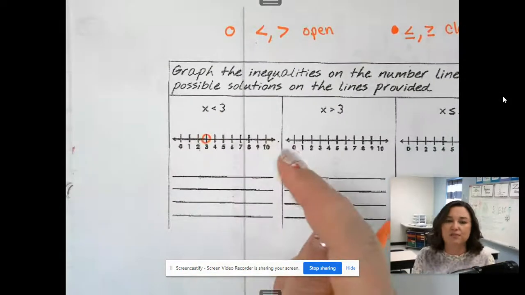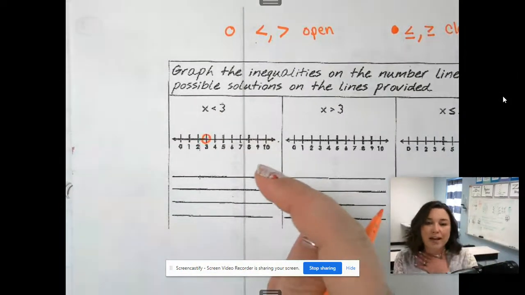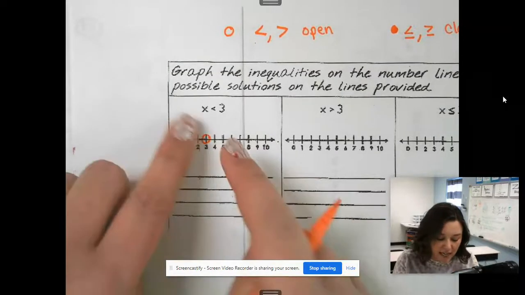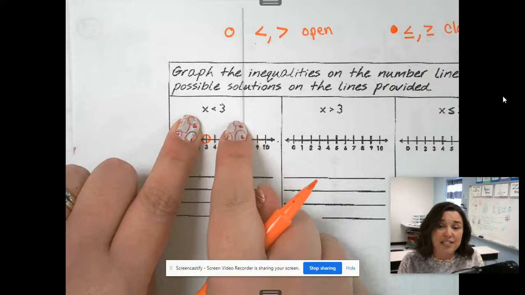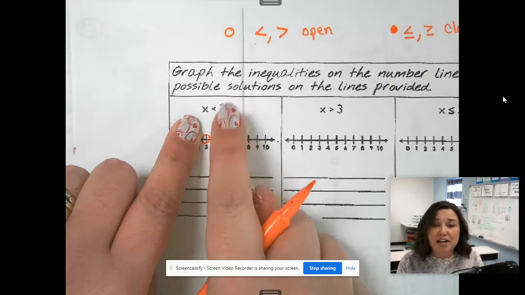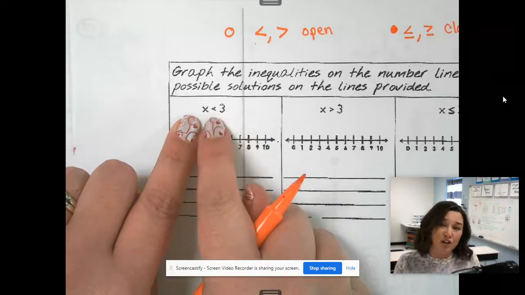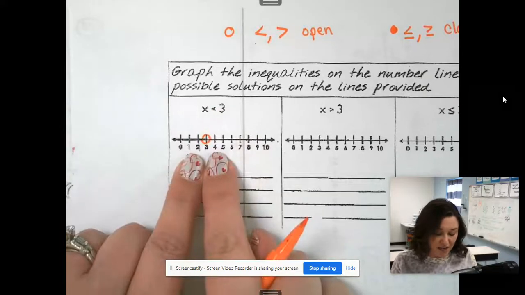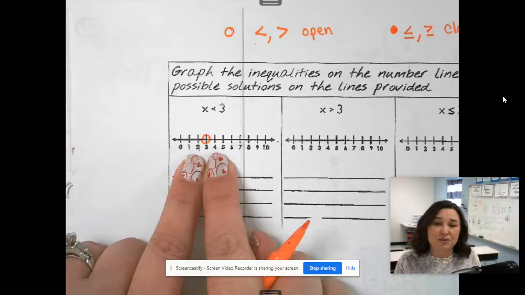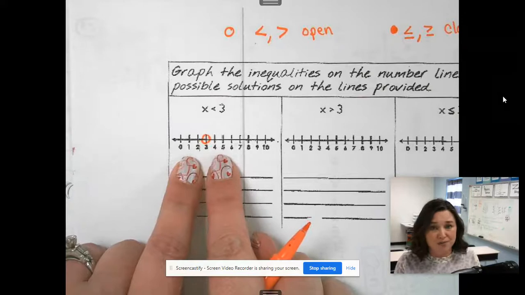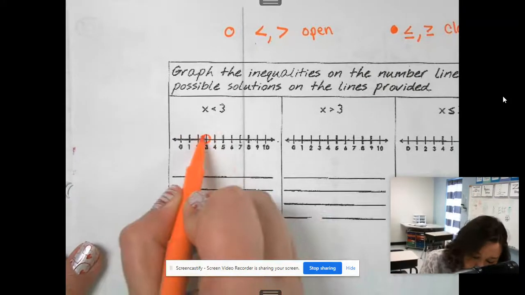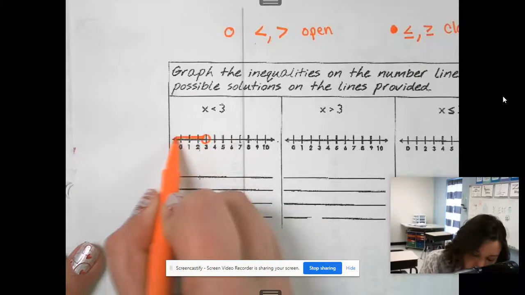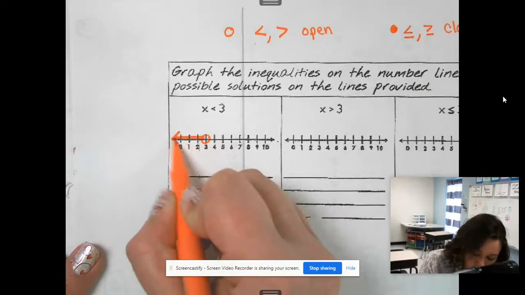There are a couple different ways you can learn how to shade. The way I prefer my students to know is that, okay, x is less than 3. The alligator's eating the 3. That means the 3 is the biggest number. So I'm going to shade all the numbers that are smaller than 3. I look on each side of 3. Which side is smaller than 3? 2 or 4? 2 is smaller than 3. So I'm going to shade all of these, including the arrow on the end.